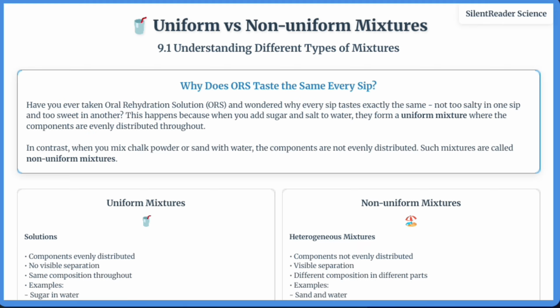evenly distributed throughout. In contrast, when you mix chalk powder or sand with water, the components are not evenly distributed, creating a non-uniform mixture. A uniform mixture is called a solution, and it consists of a solute dissolved in a solvent. Understanding this distinction helps us understand everything from cooking to medicine preparation.